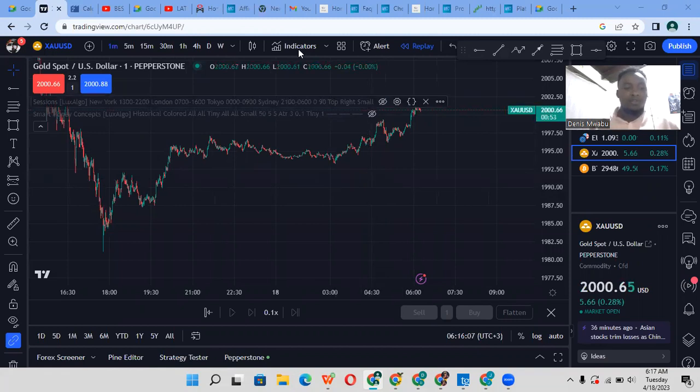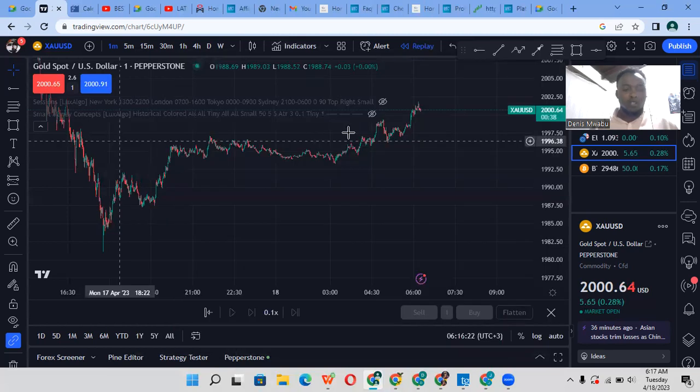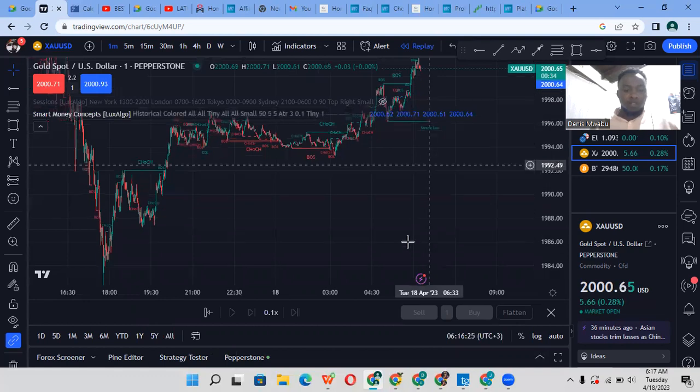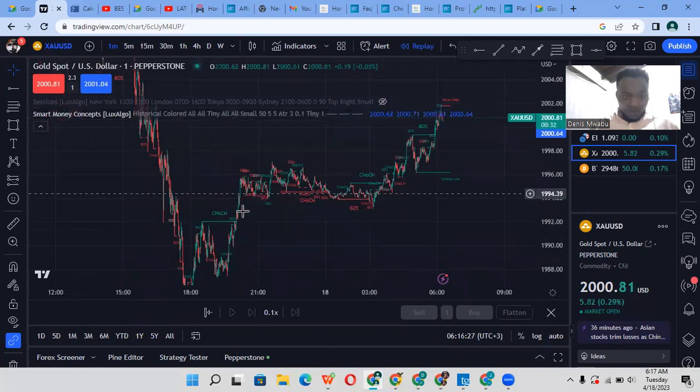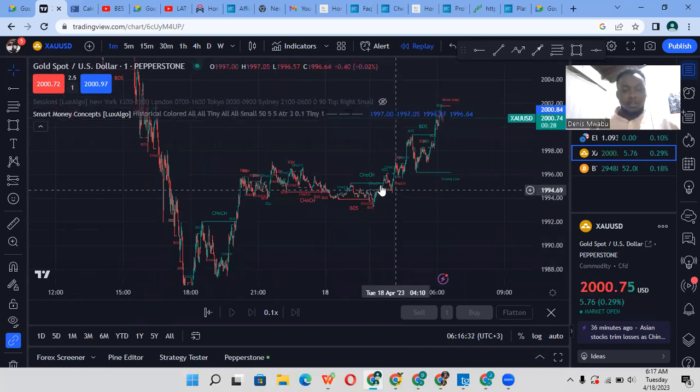So all you want to do is come here to the indicator section and take a look at the smart money concept algo. It has like 23,828 uses as I am recording this video, and let me show you what it does. If you activate this indicator, you can see there are some red lines and green lines that are actually forming.